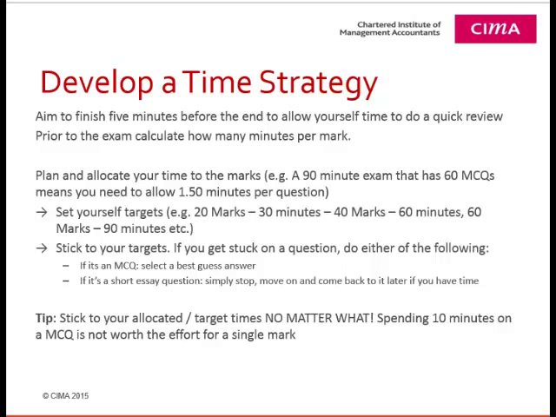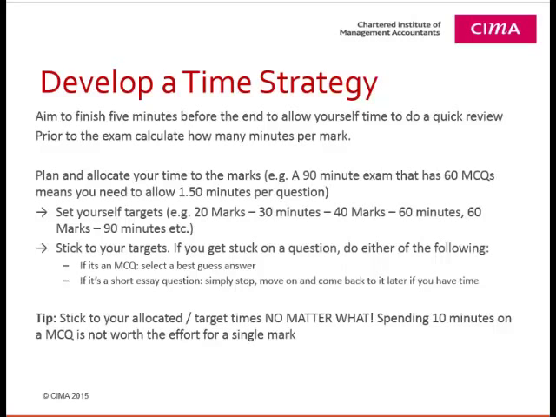For example, if you've got a 90-minute exam that's got 60 multiple choice questions, it means you need to allow yourself, on average, 1.5 minutes per question. Now that's very hard to manage when some questions are more complex than others and some are simpler. So maybe you've got to set yourself targets like 20 questions finished in 30 minutes, 40 questions finished in 60 minutes, 60 questions finished in 90 minutes, and so on.